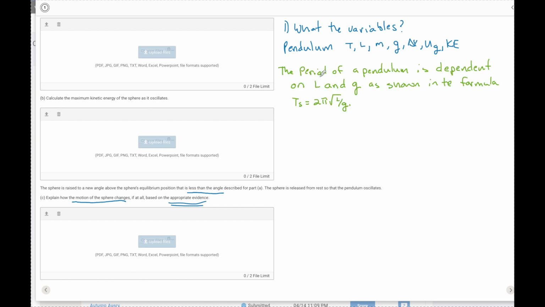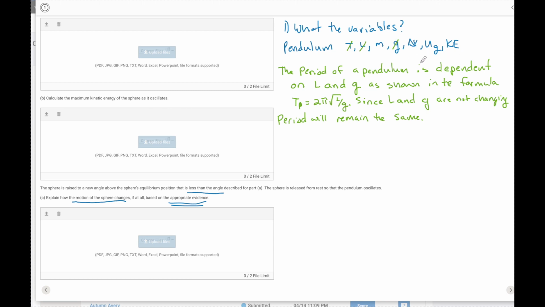I would first start with this statement. The period of a pendulum is dependent on L and g as shown in the formula. The period of a pendulum is equal to 2 pi square root of L over g. What this allows me to say is that since L and g are not changing, the period will remain the same. So by making this statement right here, now we've crossed off a couple of variables that we've mentioned. We've mentioned this, and we've mentioned this.